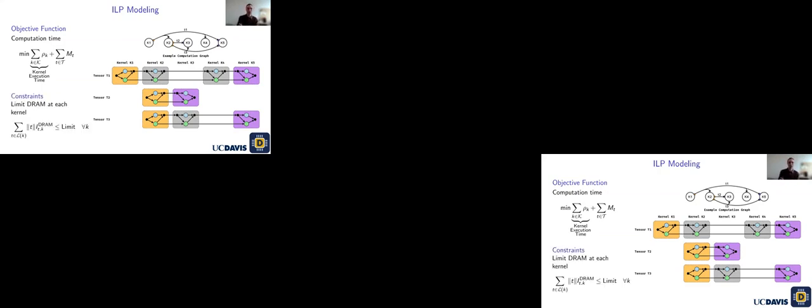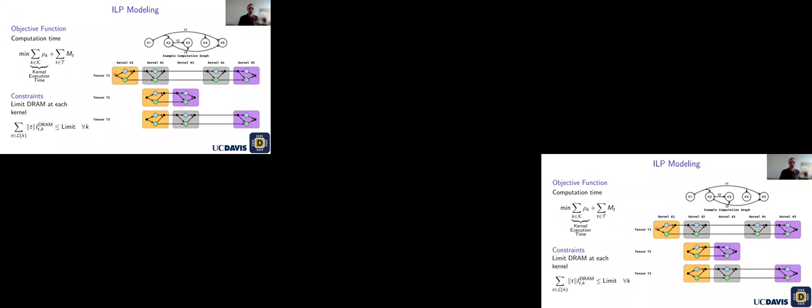We constrain the amount of DRAM in the system as our main constraint. If you look at any one kernel execution time, there's only so much DRAM capacity that you have, and so only so many tensors can be in DRAM, and all the other tensors have to be in persistent memory.